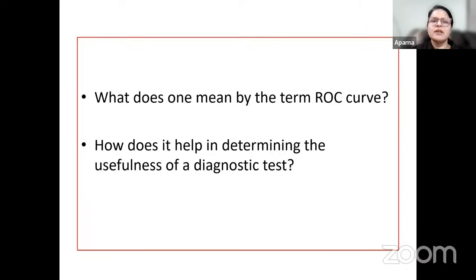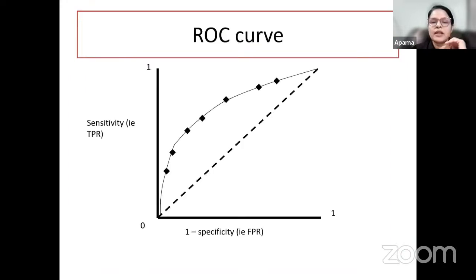Now, all these parameters can be summarized or captured in one figure, which is called the ROC curve. The ROC curve stands for receiver operator characteristics curve, and the area under the ROC curve represents the overall diagnostic performance of a new diagnostic test. This ROC curve is constructed with the x-axis being 1 minus specificity, or false positivity rate, and the y-axis being sensitivity, or true positivity rate.